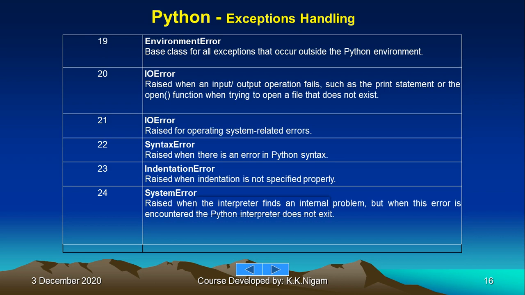It also gives IO error when operating system related errors occur. Syntax error, that is very common: raised when there is an error in the Python syntax itself. Indentation error: raised when indentation is not specified. Python is very particular about the indentation. So in case it needs 4 spaces from the beginning, you must give the specified number of spaces. Nothing more, nothing less. Otherwise it will immediately give the indentation error. Similarly, system error: raised when the interpreter finds an internal problem. But when this error is encountered, the Python interpreter does not exit. It remains there.